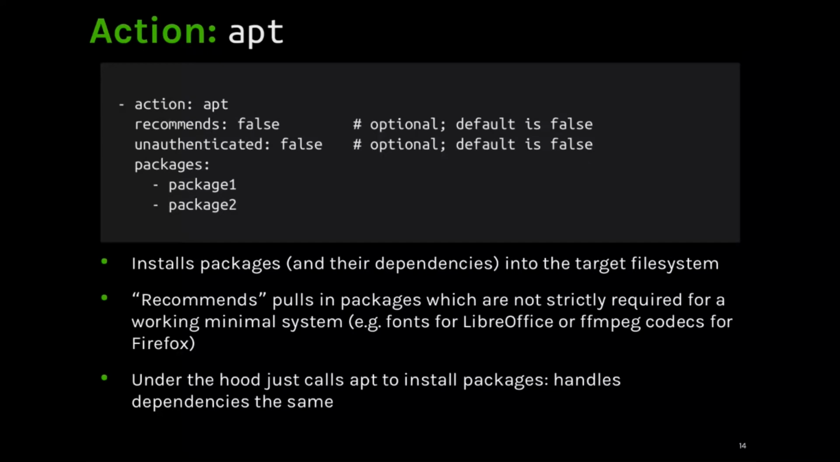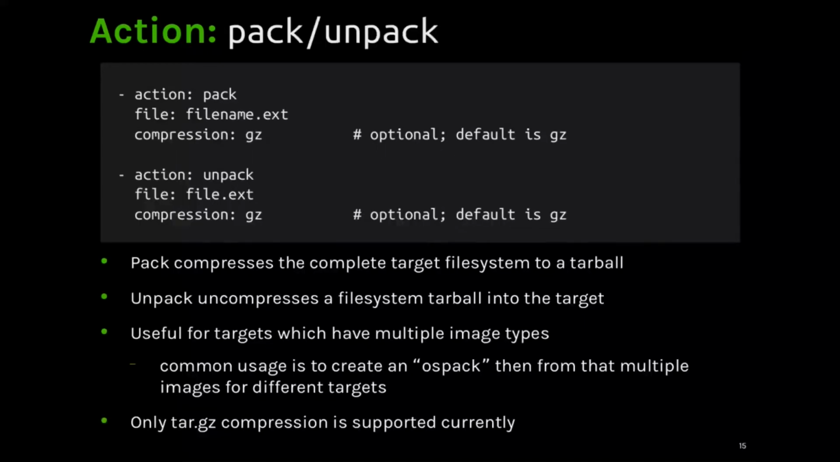And then pack and unpack lets you pack and unpack tarballs. This is quite nice when you've got multiple recipes. So you may have a recipe that creates a very simple tarball, and then you may have a different recipe that turns that tarball into an image, for instance. You can run the first stage of your image, normally called an OS pack, and then tarball it up. And then in the next stage, you can unpack the tarball and then put it into an image.